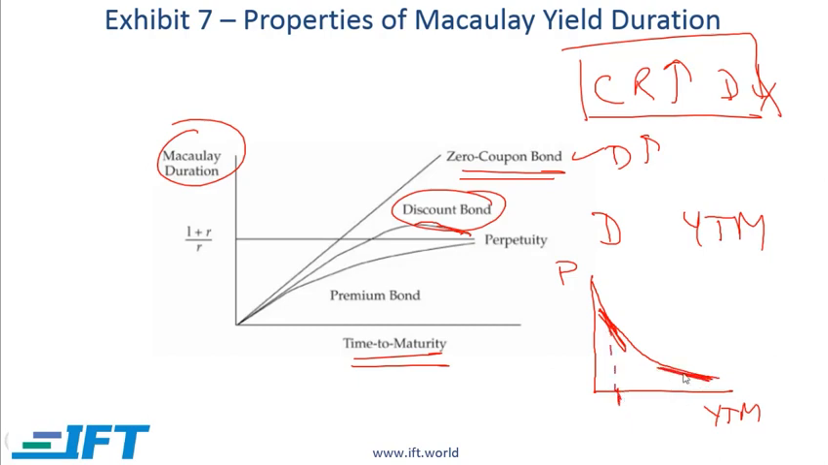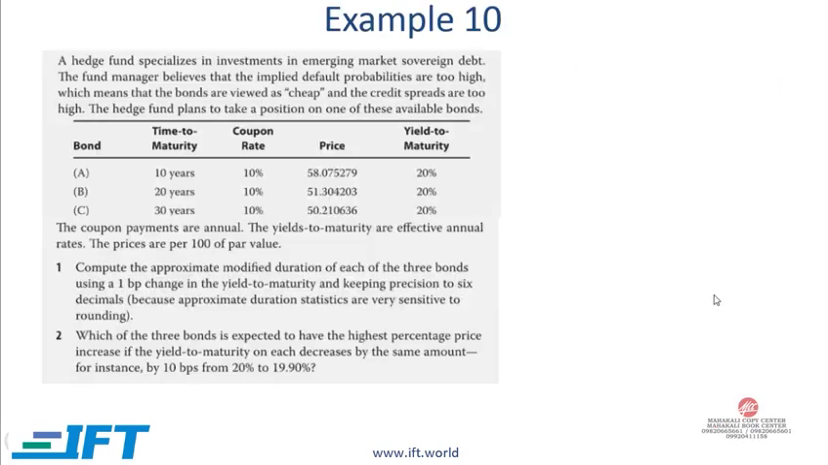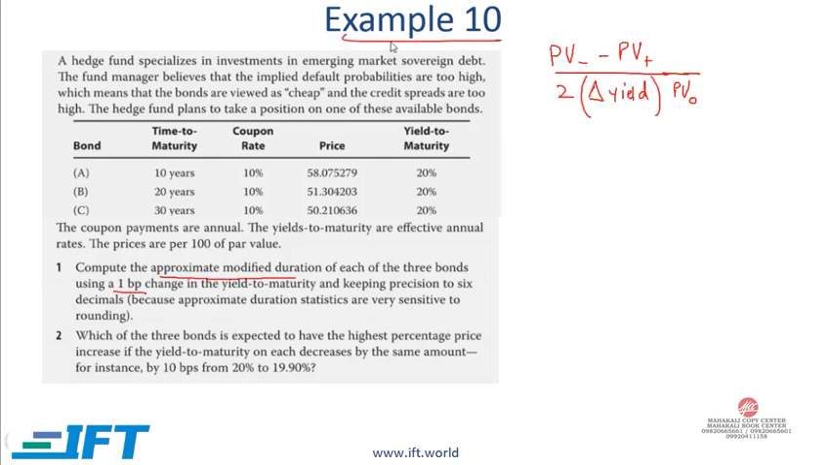the absolute value for the slope is relatively low when YTM is high. So there is an inverse relationship between YTM and duration. High YTM means relatively low duration and vice versa. Let's take a look at example 10 now. This is a fairly mechanical example where you are supposed to use this formula.